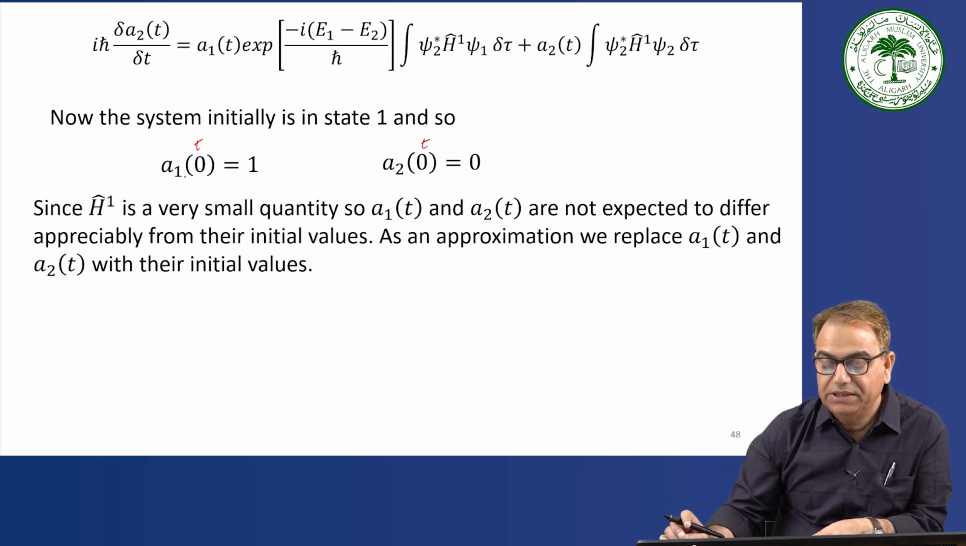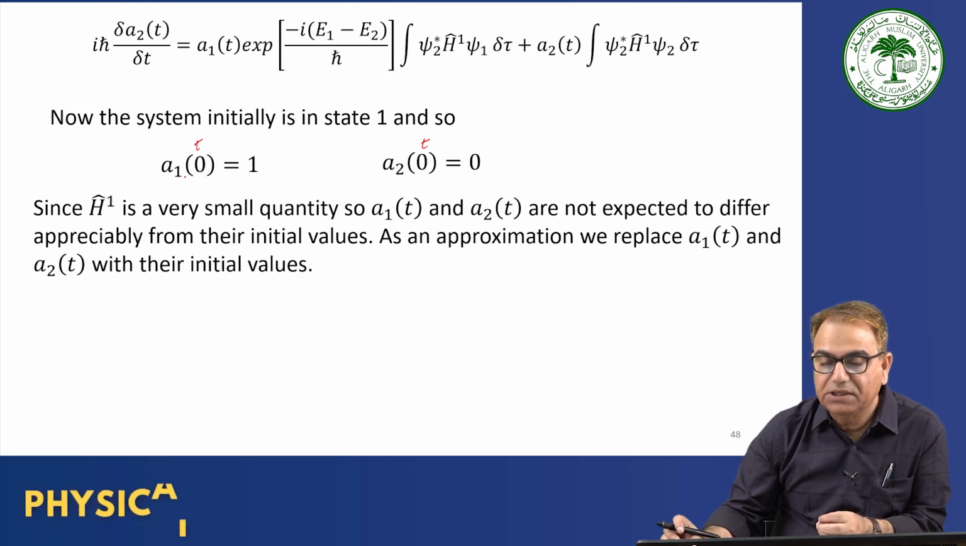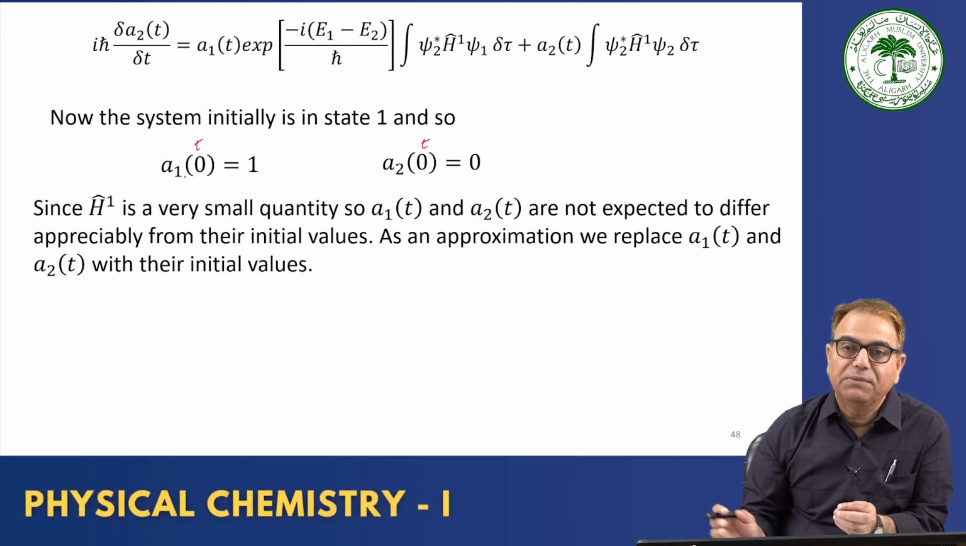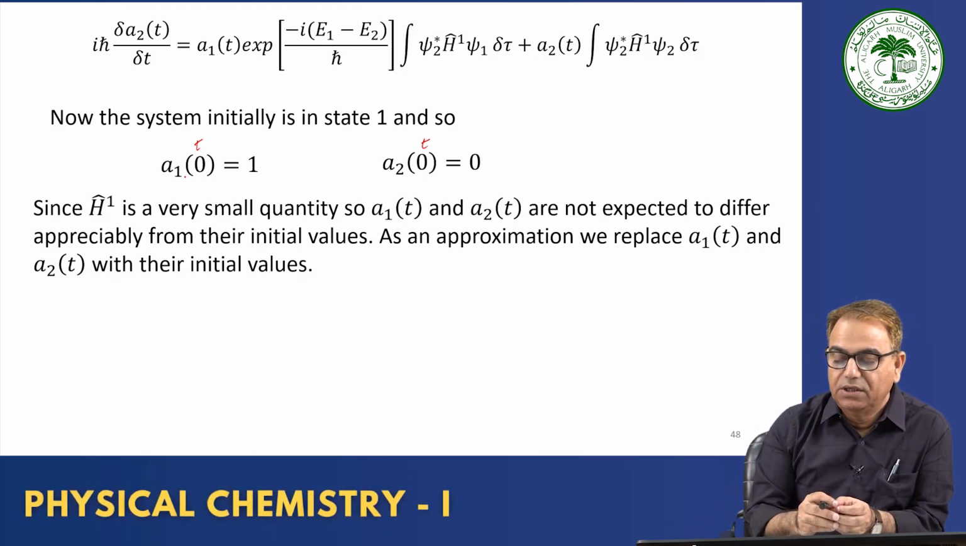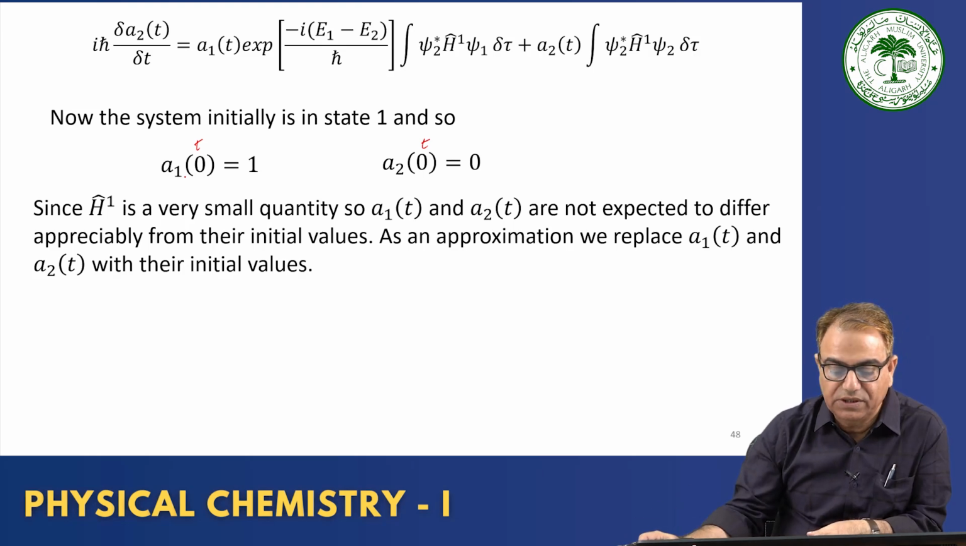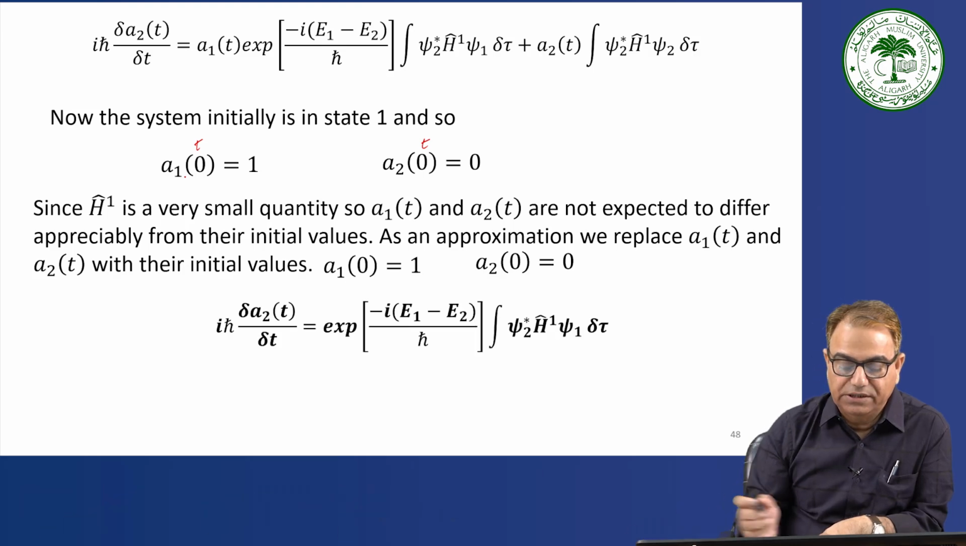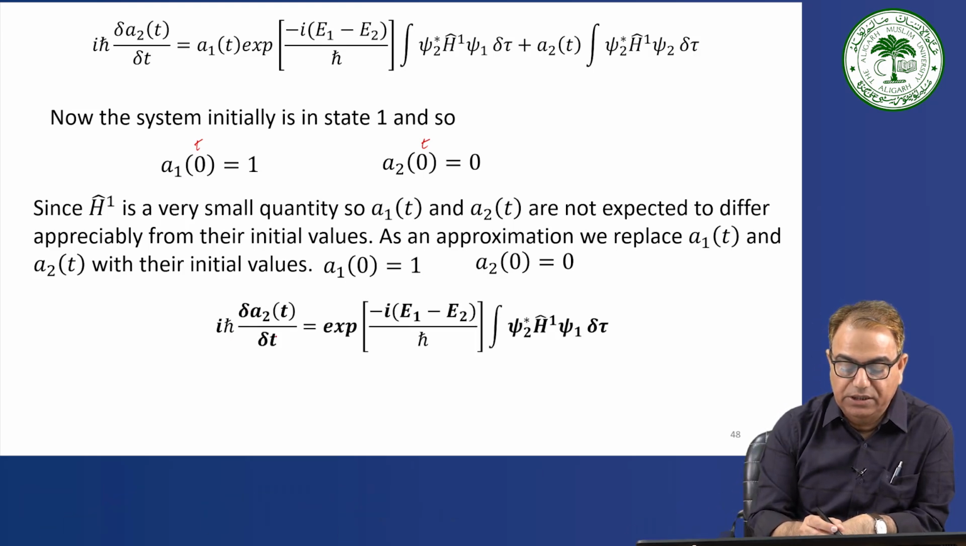Since h1 is a very small quantity, a1t and a2t are not expected to differ appreciably from their initial values. Even after perturbation, these coefficients are not expected to change much because the perturbation itself is a very small quantity. So as an approximation, we replace a1t and a2t with their initial values: a1 becomes equal to 1 and a2 becomes equal to 0. So the equation changes to iħ ∂a2(t)/∂t.